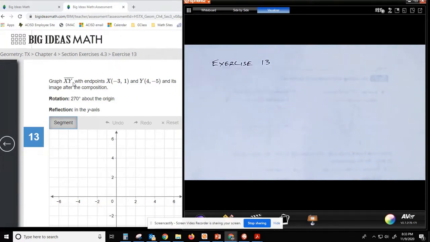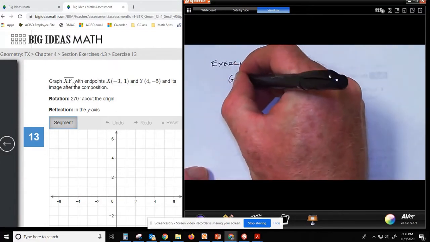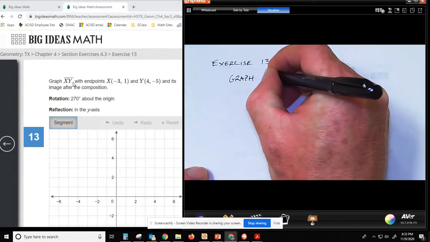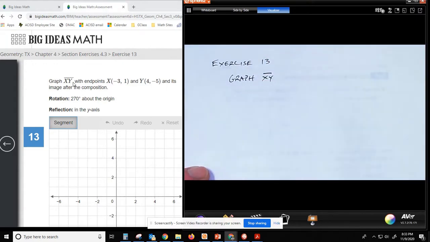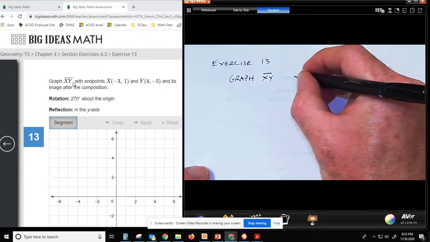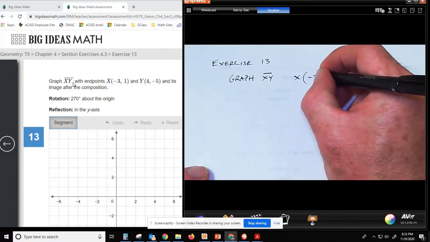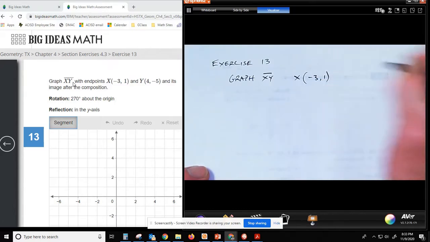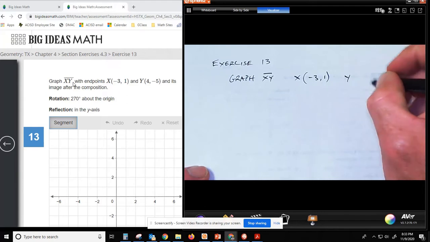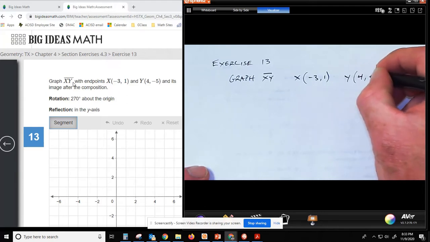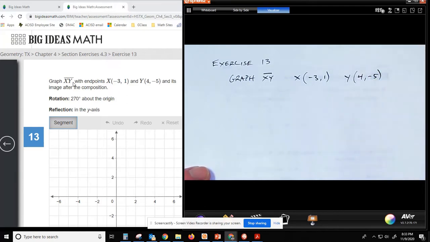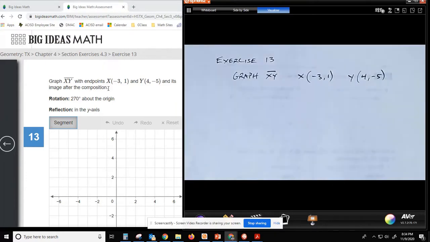Graph the line segment XY, and this would work on just plain paper too, with endpoints X(-3, 1) and Y(4, -5). All right. Graph XY with endpoints of this and that, and its image after the composition.